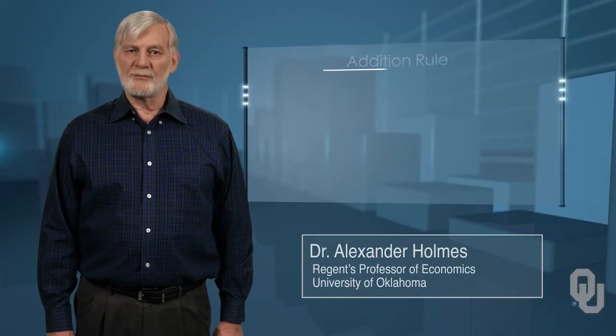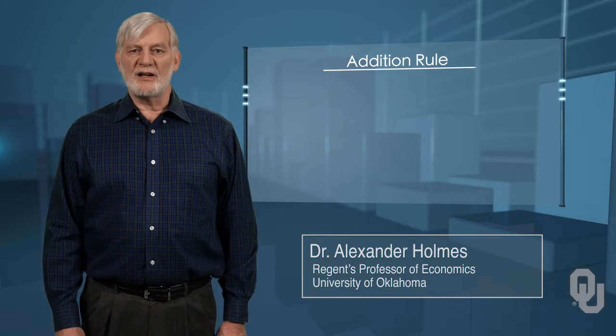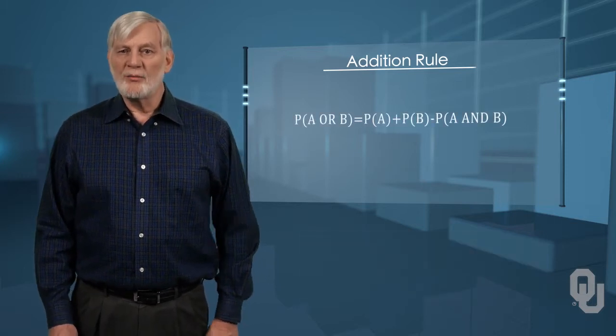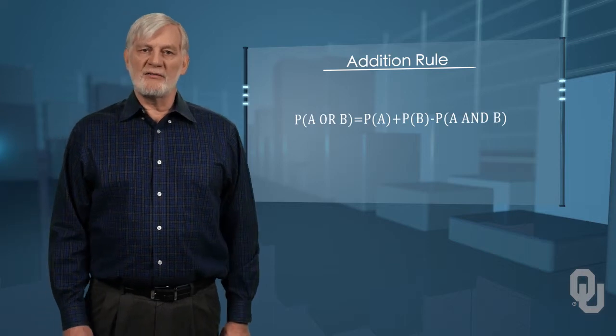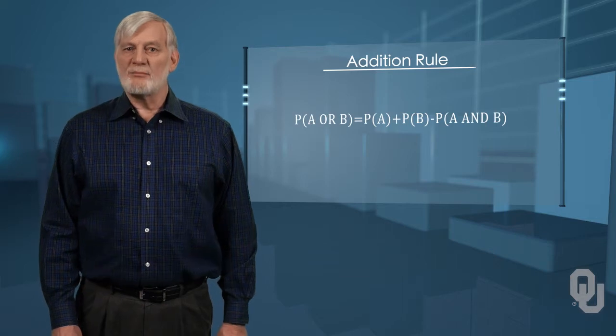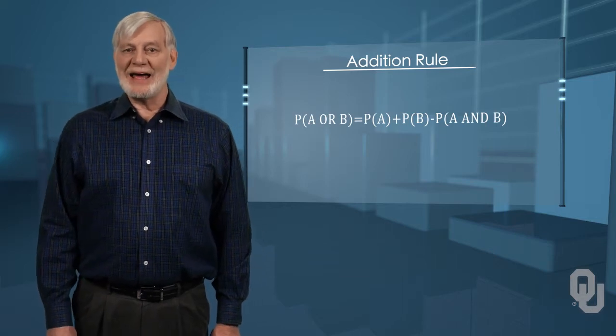The next important probability rule is the addition rule. If A and B are events on a sample space, then the probability of A or B equals the probability of A plus the probability of B minus the probability of A and B.